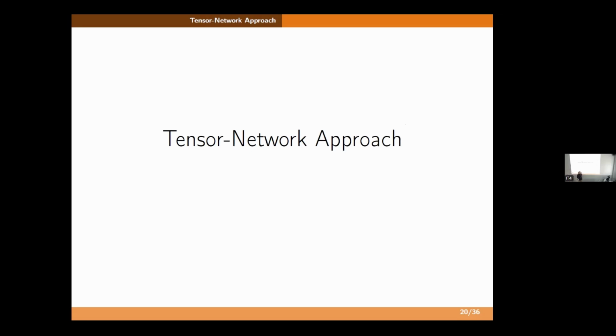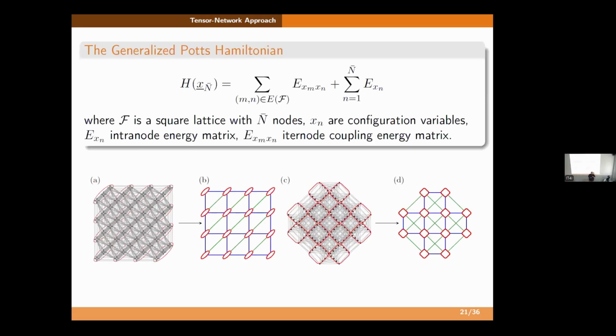Okay, so now I will introduce our tensor network approach, how we solve the first problem. And now it can be a little scary math. We use the generalized Potts Hamiltonian. What is that? It is a generalization of the Ising Hamiltonian in which our variables can take more values, not only -1 and 1, but can take some arbitrary number of discrete values.